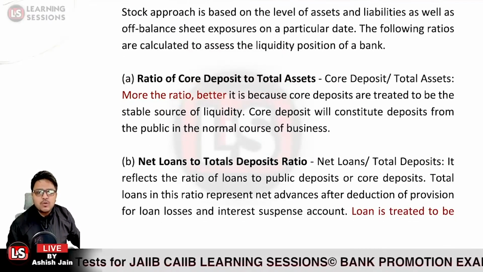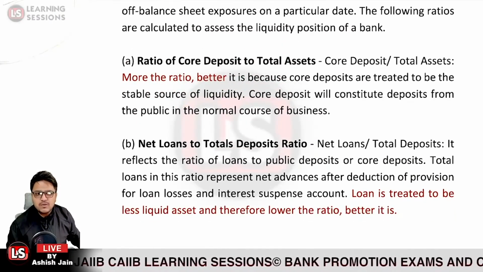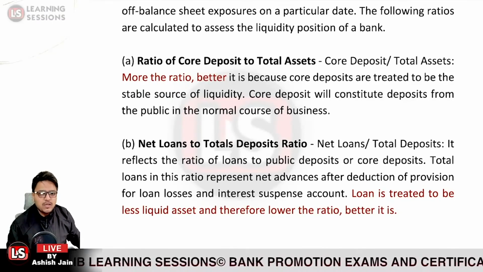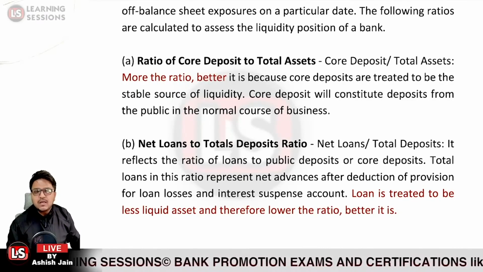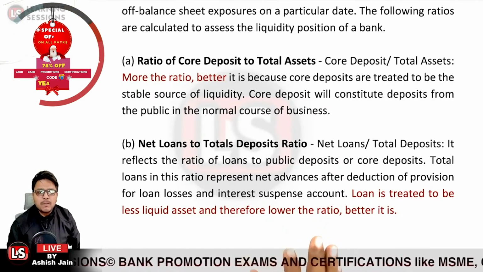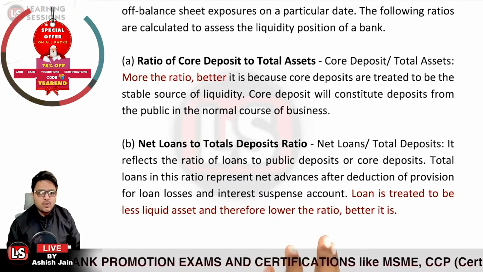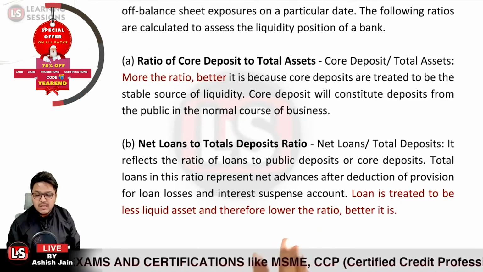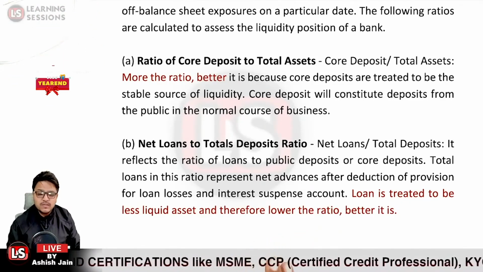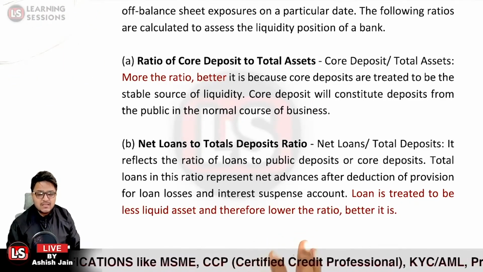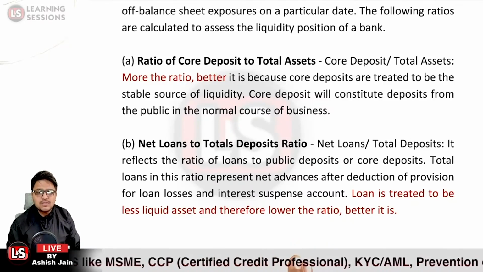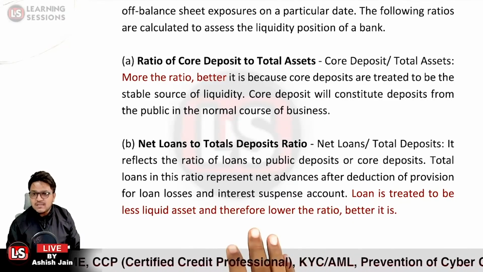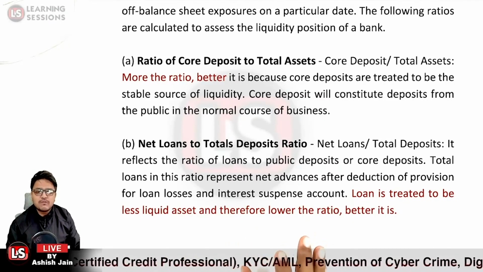Second is the net loans to total deposit ratio. It reflects the ratio of loans to public deposits. Whatever deposits we have, against them, what amount of loans we have lent is related to this particular ratio. Total loans in this ratio represent what? It represents the net advances after deduction of the provisions.